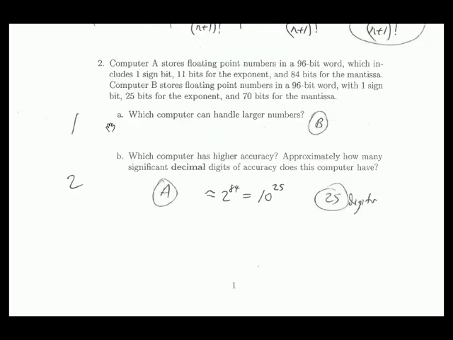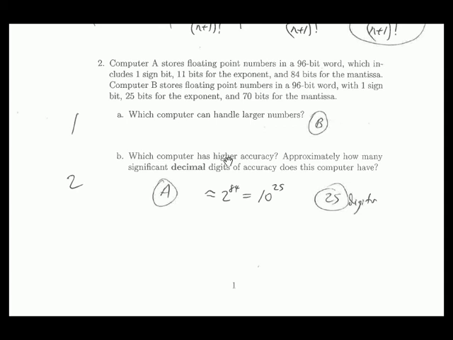And here's another typical question over section 2.1. There are 2 fictional computers, both with 96-bit words. The first one has 11 bits for the exponent and 84 bits for the mantissa. The second one has 25 bits for the exponent and only 70 bits for the mantissa. Which computer can handle larger numbers? Well, that would be B, because it has more bits for the exponent, so it can handle larger exponents. So its overflow and underflow limits will be much larger. They'll be huge.